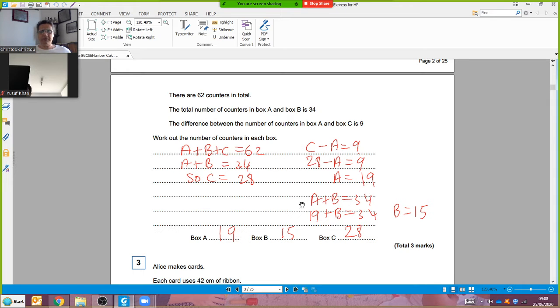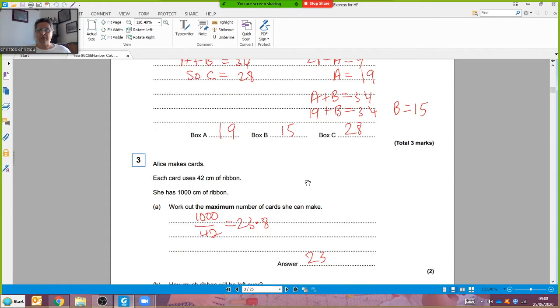Now I want to make better use of this. I know that A and B comes to 34. I now know that A is worth 19. So A plus B is 34. 19 plus B is 34. So the remaining B has got to be 15 by subtraction. And that's it. A little bit tricky, a lot of information, too many letters, too many numbers, but that's it. Many of you smashed that.